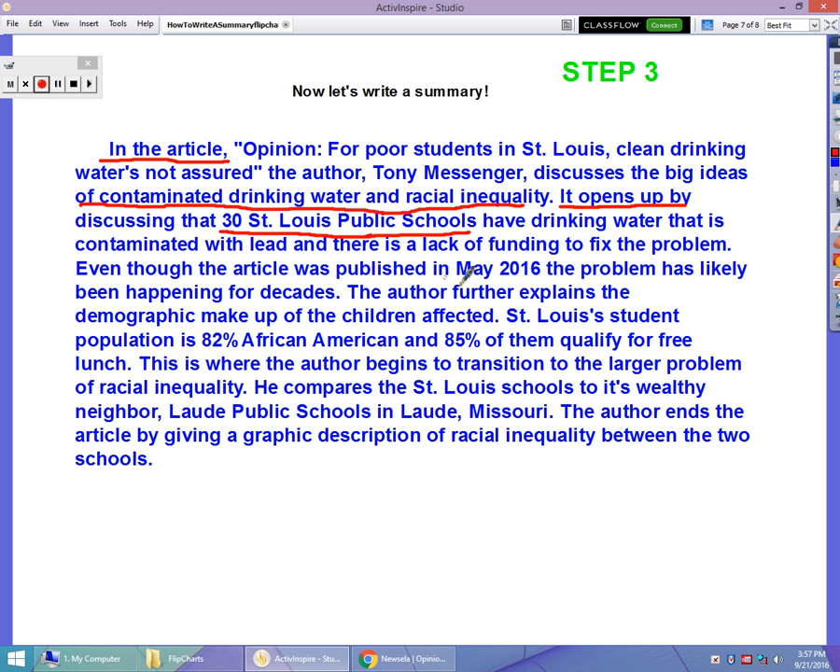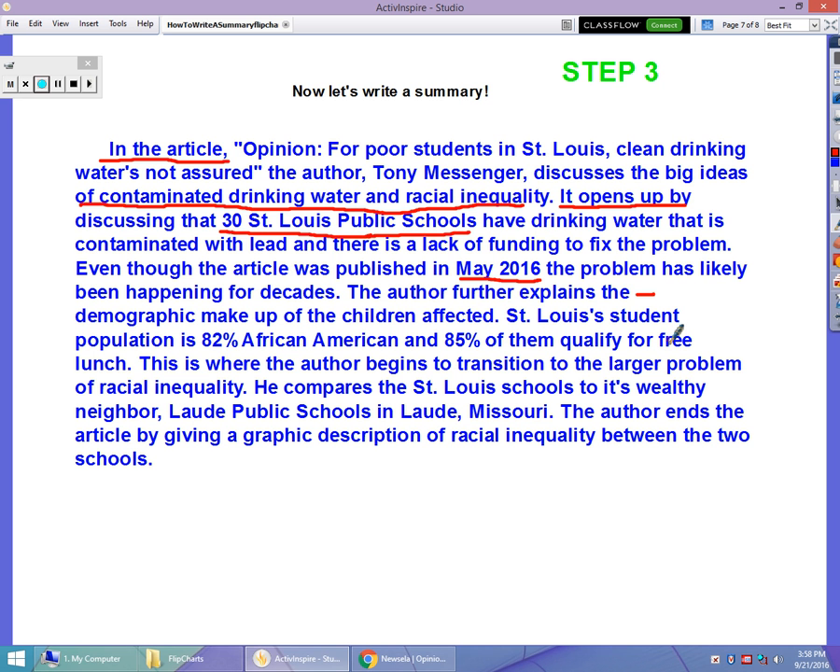Even though the article was published in May 2015, so here's our when, the problem has likely been happening for decades. So it explains it's not just happening now, but it's probably been happening for a long time. Thus, a lot more people are affected. The author further explains the demographic makeup of the children affected. So right here is my clue. St. Louis's student population is 82% African American and 85% of them qualify for free lunch. So I don't just state that it's children, I go in and I give a little bit more detail.